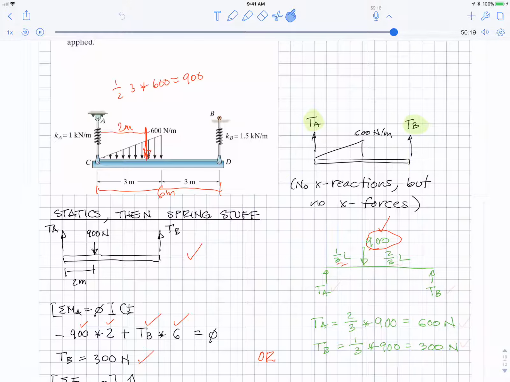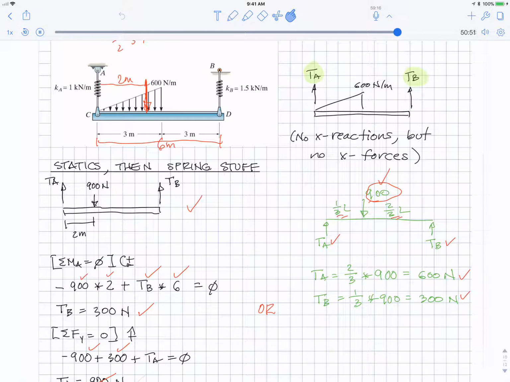This 1/3 and 2/3 really has nothing to do with the triangle. It's just where the resultant was. Anyway, if you have a 900 Newton load 1/3 over, the person on this side is going to carry 2/3 of it, right? If you're closer to the centroid, you carry more, and the person on the other side will carry 1/3. And so I knew the answer should be 600 and 300 newtons, the 600 on the side closer to the load, and the 300 on the side farther. And that's how I knew this would be correct.